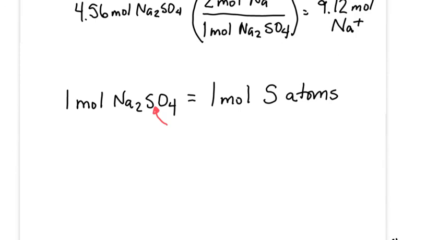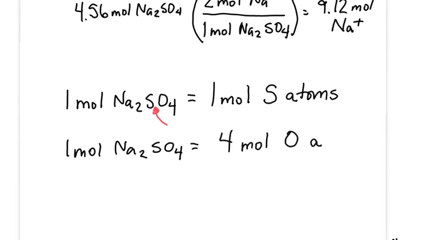And let's do one more for the oxygen. 1 mole of sodium sulfate contains or is equal to 4 moles of oxygen atoms. Again, based purely on the chemical formula. That's what that subscript is really telling you. There's 4 oxygen atoms per unit of sodium sulfate, which means there's 4 moles of oxygen atoms per mole of sodium sulfate. I hope that clears things up.